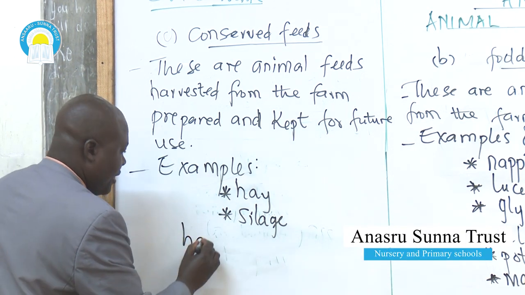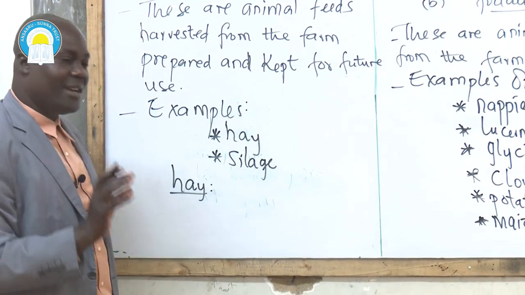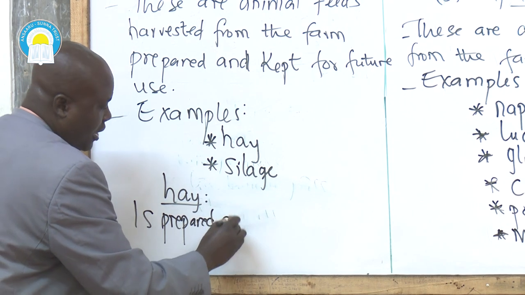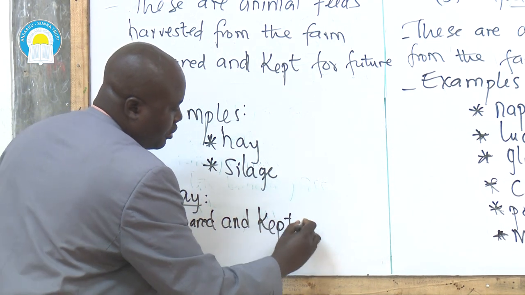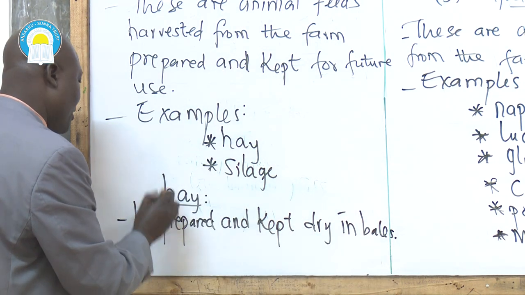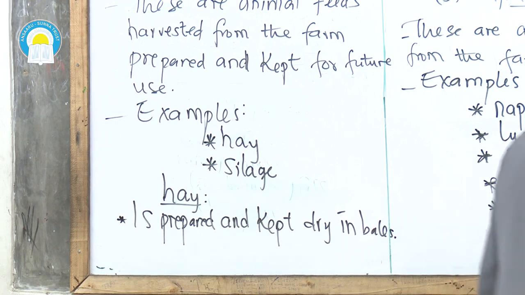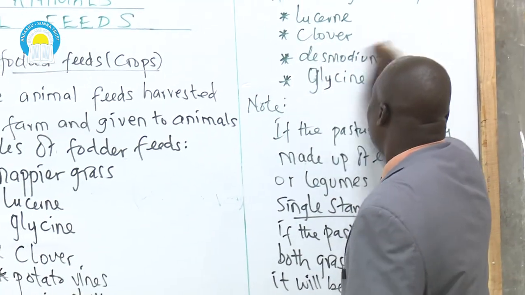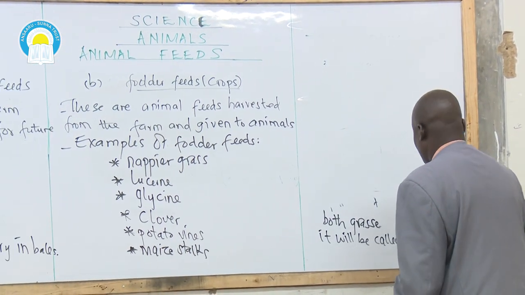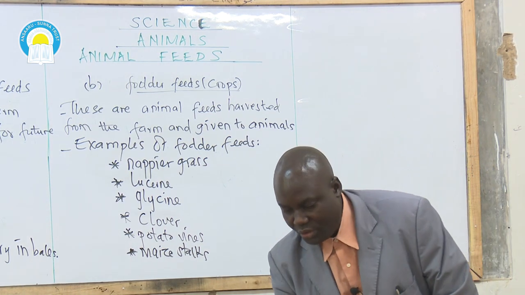Very quickly, hay is prepared and kept dry, in bales. So that's what you call hay. Then number two, we have silage. Many times they like to bring a question on silage.